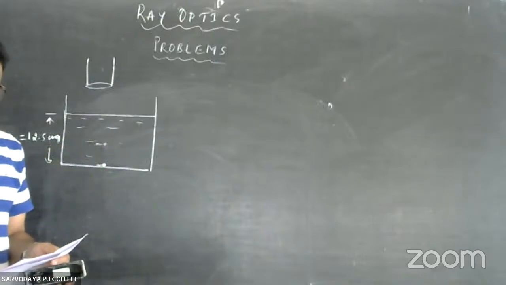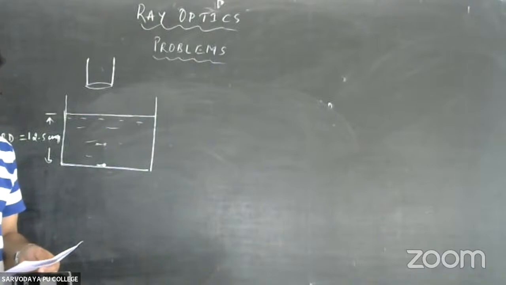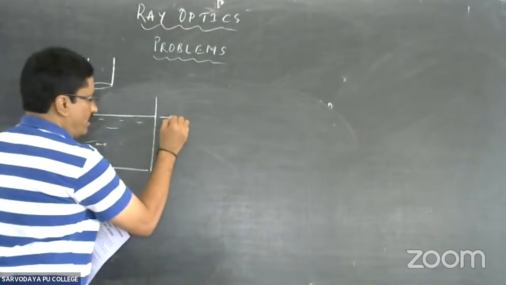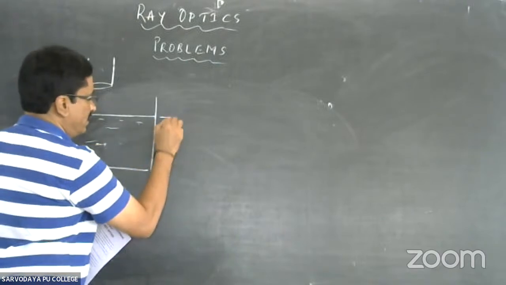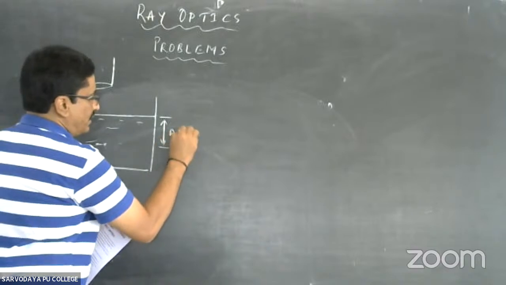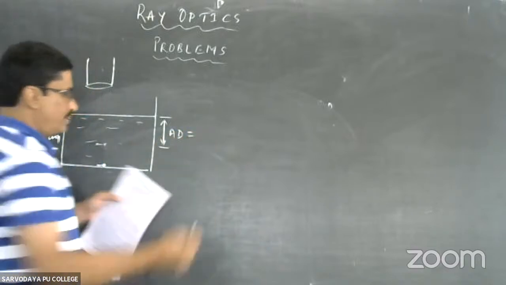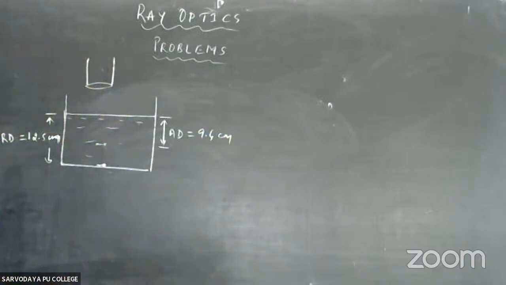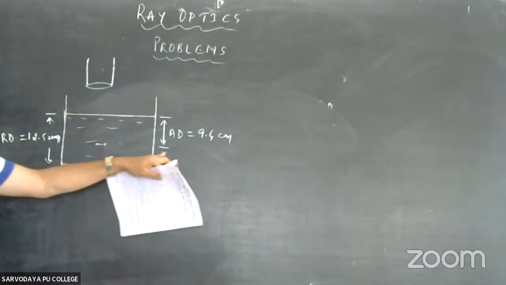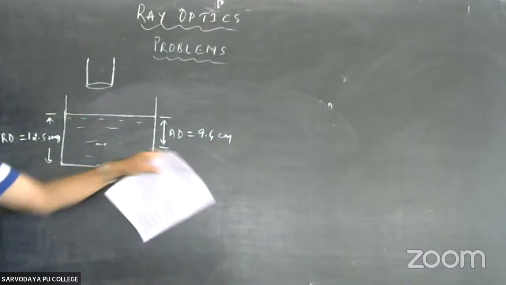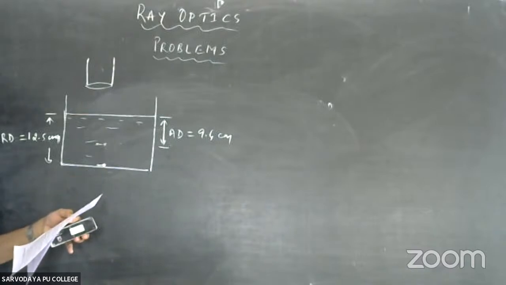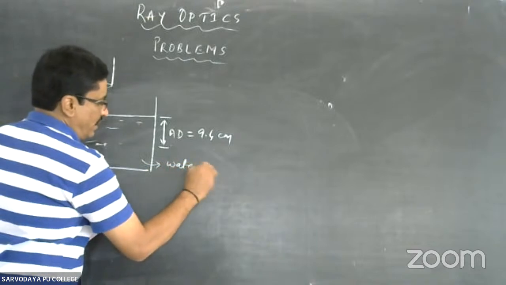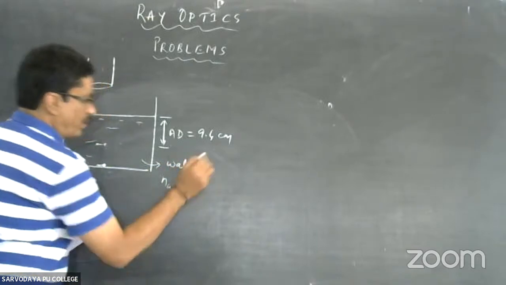But the apparent depth of the needle lying at the bottom of the tank is measured by a microscope to be 9.4. This is the apparent position. Therefore, this distance is the apparent depth, and they have given the value of the apparent depth also, that is 9.4 centimeter. Real depth they have given, apparent depth they have given. Now, our job is to find out the refractive index of water, because we are considering initially water.